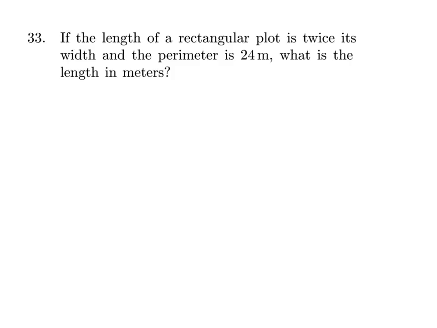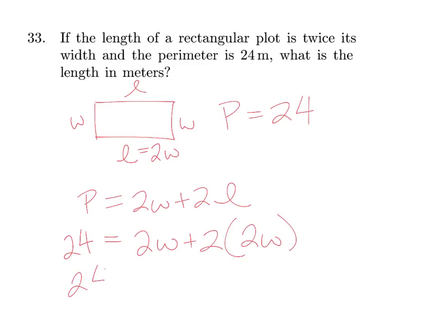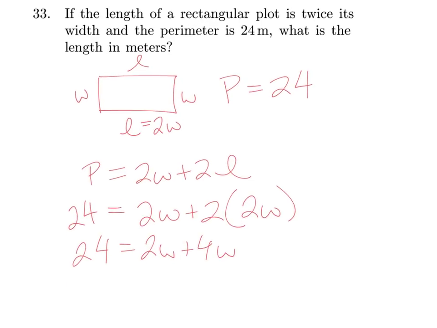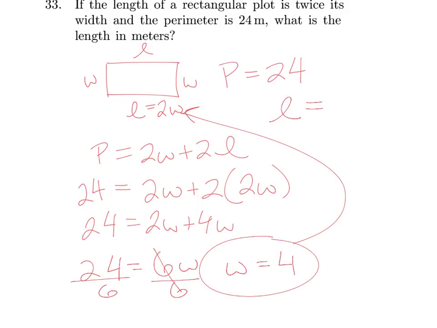All right, if the length of a rectangular plot is twice its width, so the length is equal to 2w, and the perimeter is 24 meters, what is the length in meters? Okay, so I know perimeter is equal to 2 times w plus 2 times L. The perimeter is 24. I have 2w, and the length is equal to 2w. So I have 24 equals 2w plus 4w. I get 24 equals 6w, divided by 6, and w is equal to 4. Take that and plug it in here, and I get the length, which will be 2 times 4. The length is 8 meters. Done.